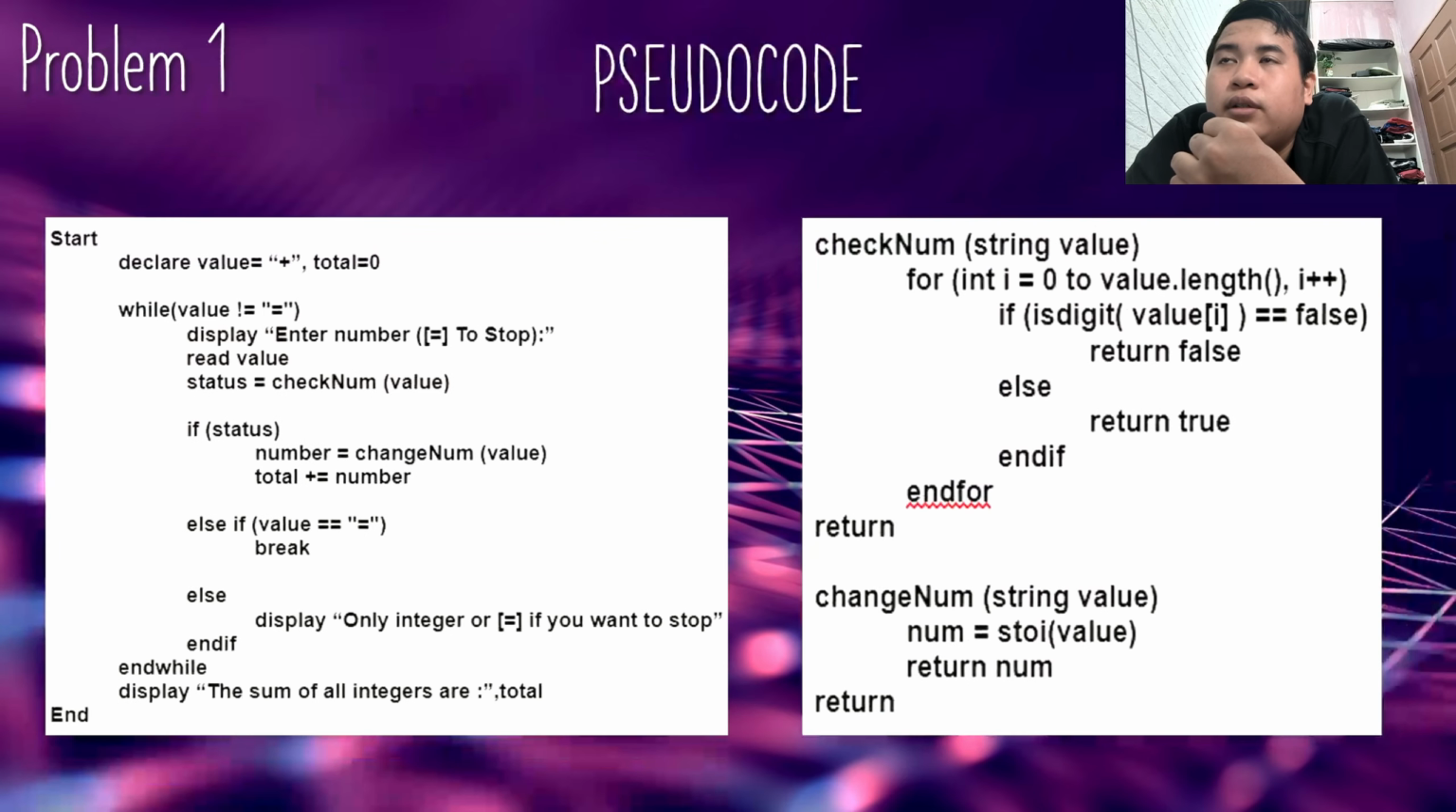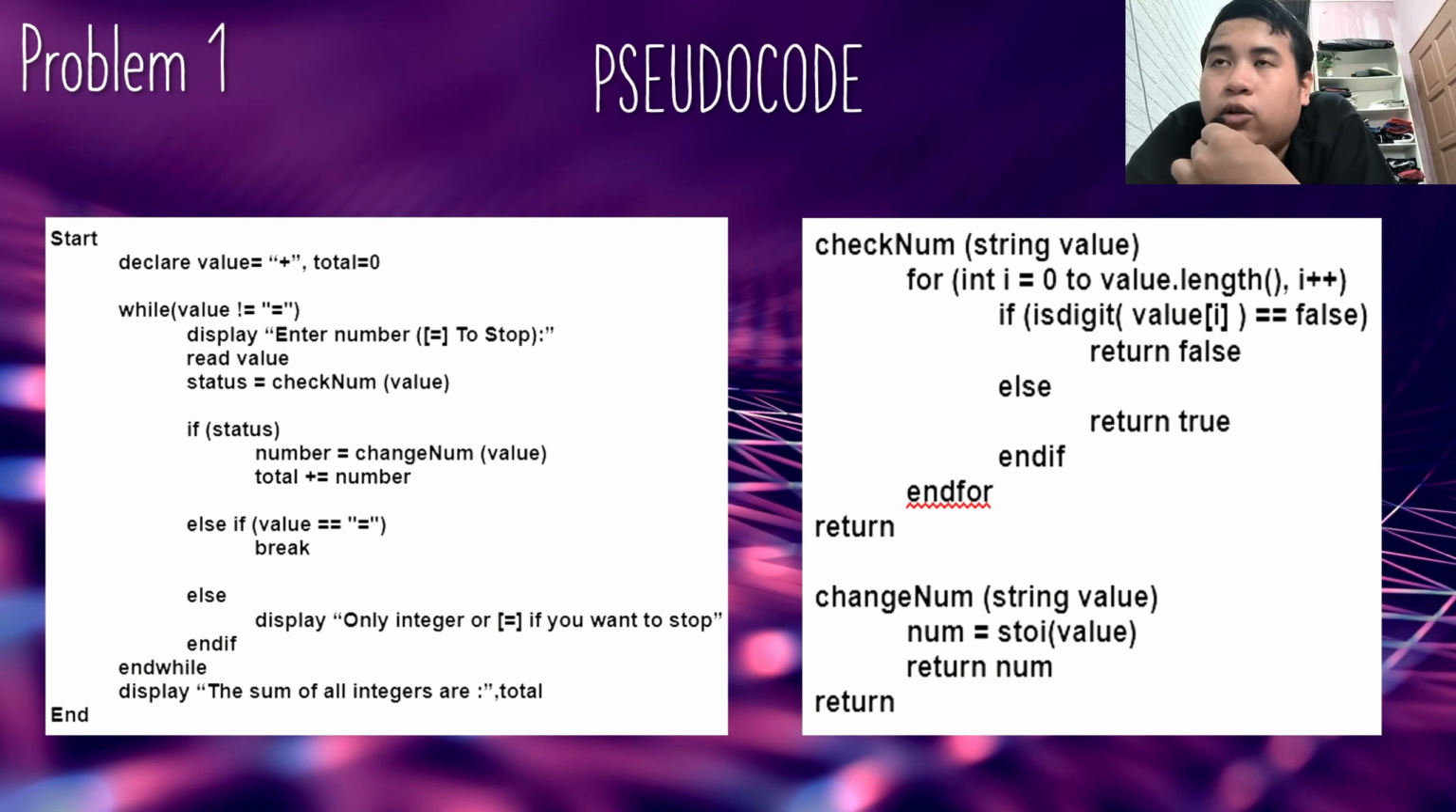So the code. First we start with declaring the value as a plus sign or anything you want to put, and total equal to 0. If you didn't declare the total equal to 0, then it will start with 1, not the 0. So there will be a logic error.